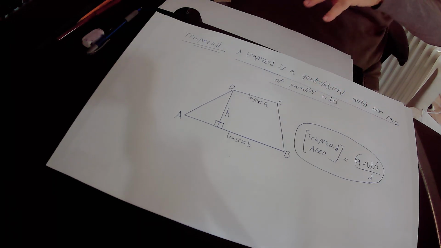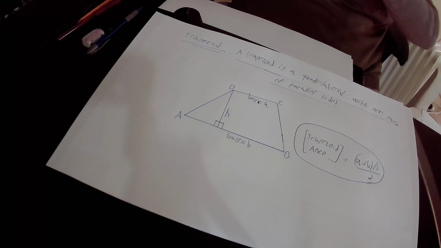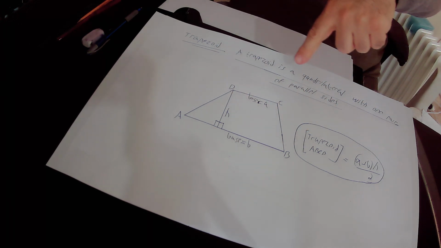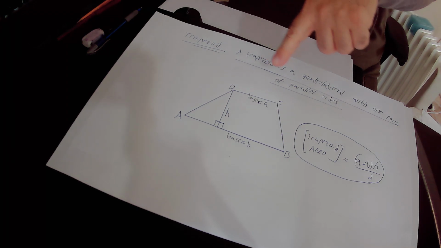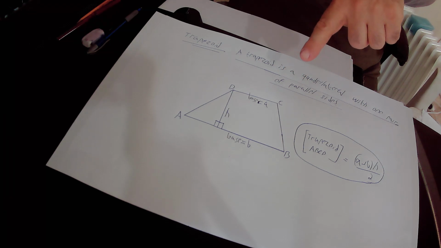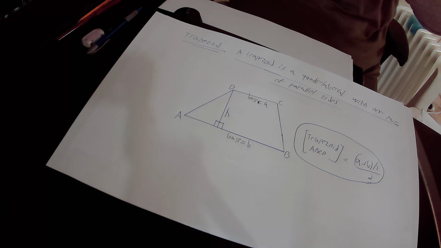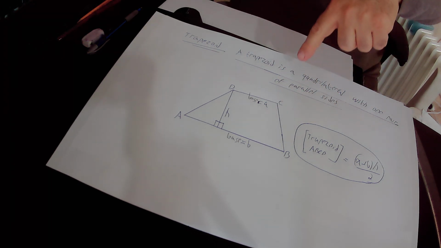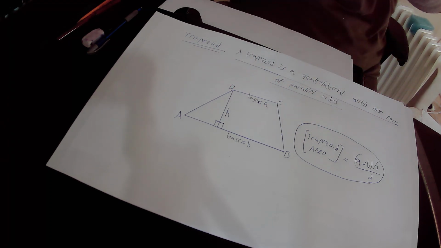A trapezoid is a quadrilateral with one pair of parallel sides. So here we have quadrilateral ABCD, and we know that side DC, which is equal to A, is parallel to side AB, which is equal to B. Because side DC is parallel to side AB, this quadrilateral ABCD is defined as a trapezoid.